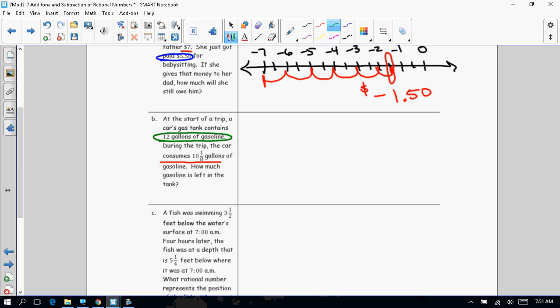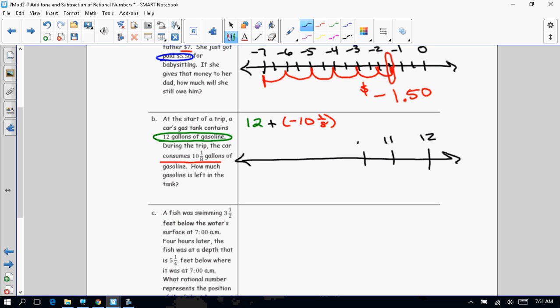Okay, so we have 12, and we're going to add negative 10 and 1/8. Now I could have said subtract 10 and 1/8. That's the same thing. Okay, so we can make a number line. All right, we could start with our number line, and we could have 12. And then eighths are kind of hard to count by, so I'm just going to do whole numbers. 11, 10, 9, 8. Ooh, I don't know if I gave myself enough room. 7, I didn't. I'm going to have to start over.